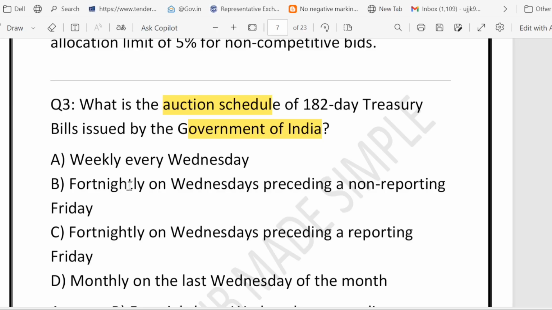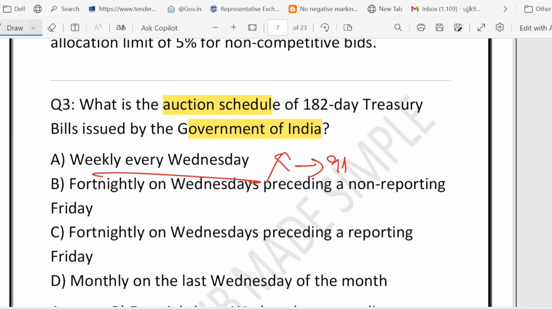Option A says that weekly, every Wednesday. Again wrong, because this weekly applies to the 91 days bill, not to the 182 days bill. See, I am telling you some other facts also. This fact may come in the upcoming examination. So please make sure that you understand each and everything.